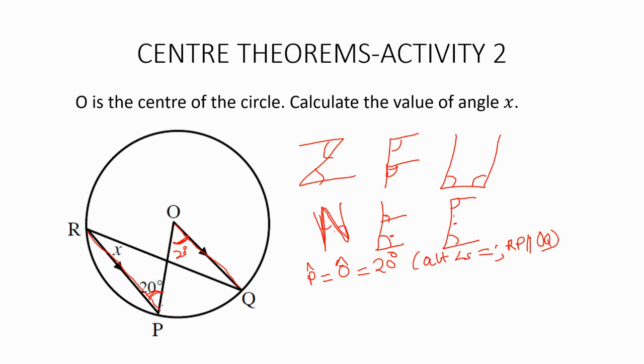And then now, if you check, this angle is subtended by the arc PQ at the center, and this angle is subtended by the arc PQ at the circumference. So what will be the size of X? So X is equal to 10 degrees because the angle at the center is equal to 2 times the angle at the circumference.